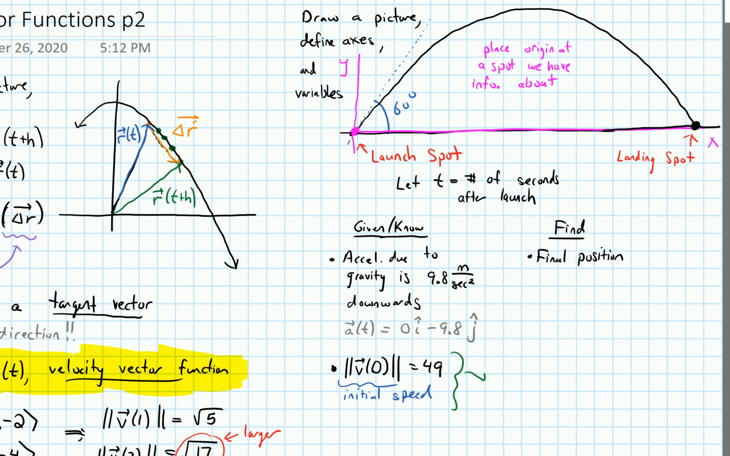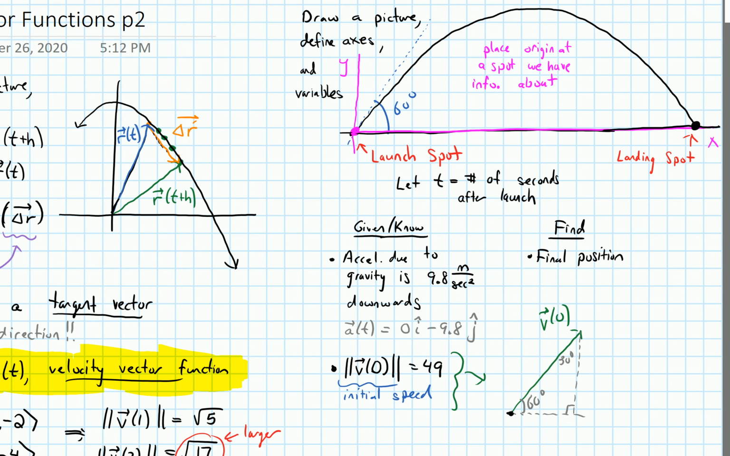If I think about this as the launch spot, my initial velocity vector is pointing upwards like this, because that's the angle that this object was launched at. Now if I draw a horizontal line and then a vertical line to make a right triangle like this, we know that this angle is 60 degrees. And if that's 60 and it's a right triangle, the other angle is 30 degrees.